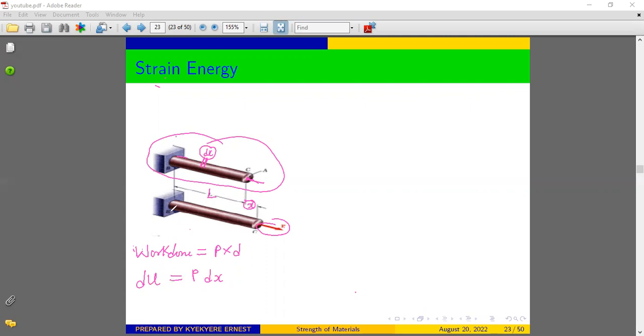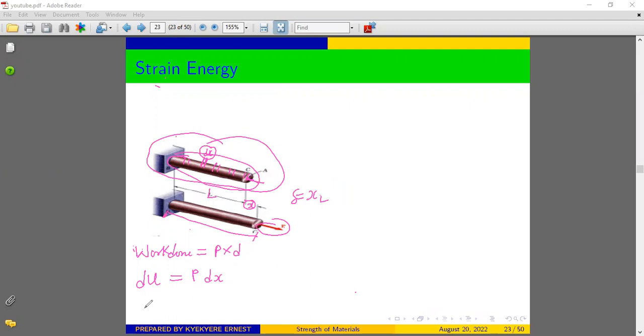Therefore, if we want to consider the total bar and the total deformation, the total work done in deforming this whole bar, then we are going to add all the small sections together to get the total work done. And for that matter, we can say that the total work done in deforming the whole structure by an amount of delta, which we can replace with δL, which is the total deformation.